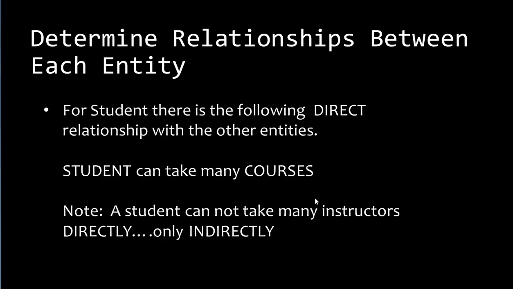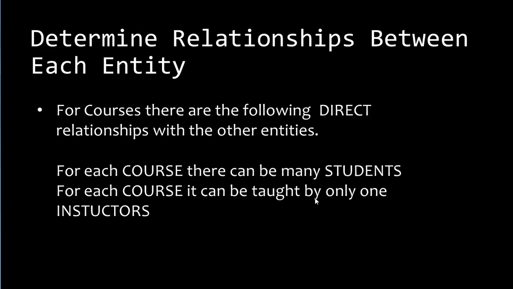A student cannot take many instructors directly. There's no direct relationship there. There's an indirect relationship, but not a direct relationship. A student does not take an instructor. You might want to take that instructor, and you might follow all those courses, but you take the course. And in some cases, the instructor can change at the last minute. So you don't take the instructor. You don't go online and register for an instructor. You register for a course. The makeup of that course is the instructor. Does that make sense? We're looking for direct relationships, not indirect relationships, when we're building these entity relationship diagrams, or in this case, determining our relationships between the entities.